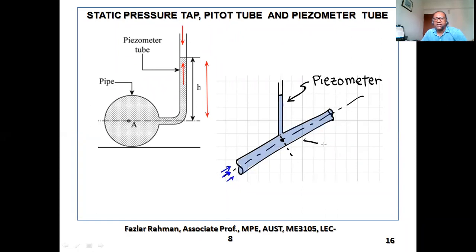Similarly, you have an inclined pipeline, you have a piezometer right over here, and you can measure the pressure of the fluid.